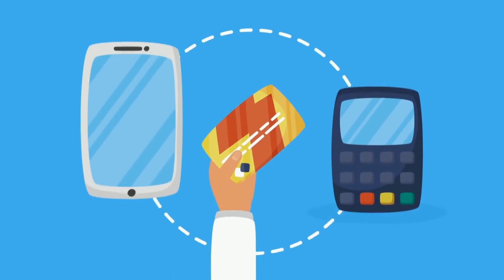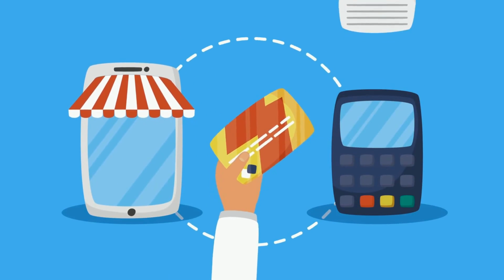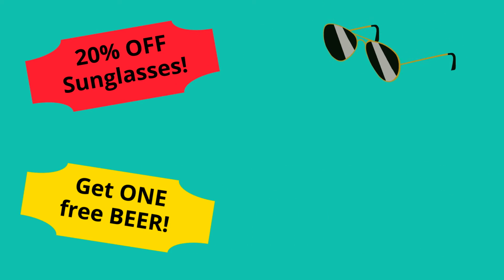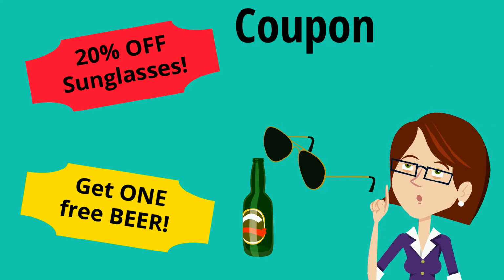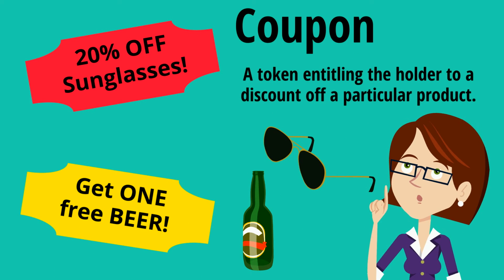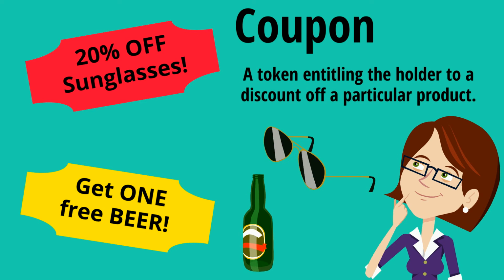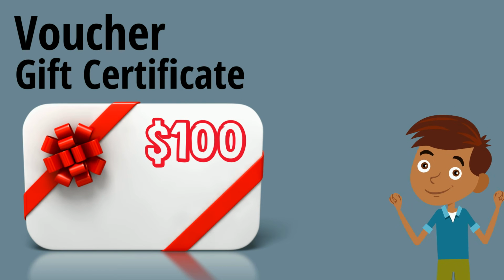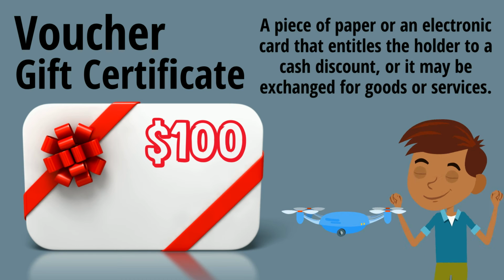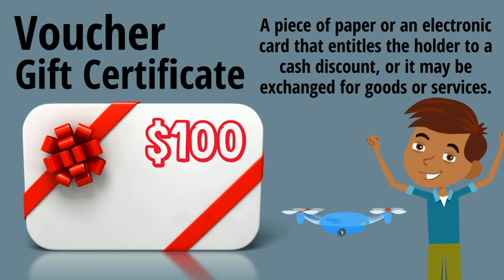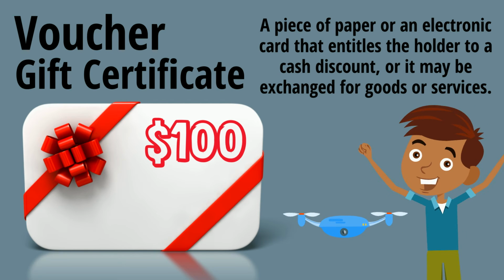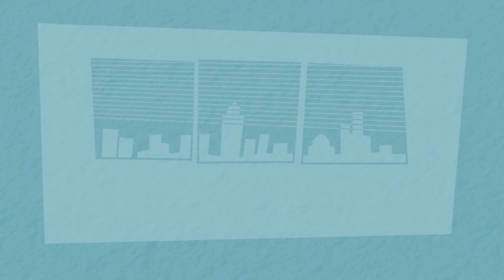Let's move on and have a look at some words for money you may use when you're shopping. Our first word describes something you may find typically in a magazine or a newspaper. A coupon. A coupon is a token entitling the holder to a discount off a particular product. Something you can give as a present to someone is a voucher or a gift certificate. This usually comes as a piece of paper or an electronic card that entitles the holder to a cash discount, or it may be exchanged for goods or services.